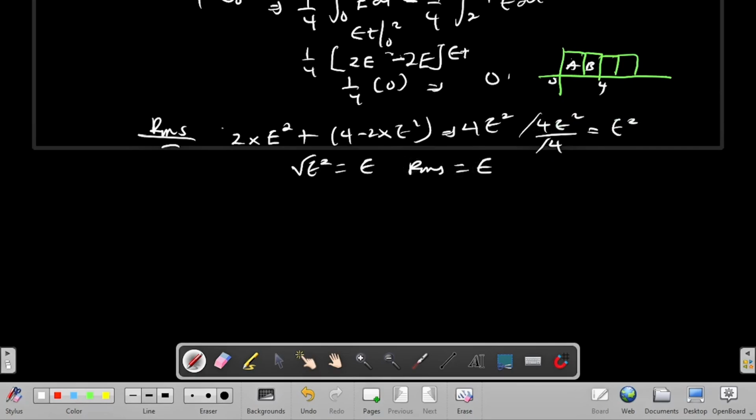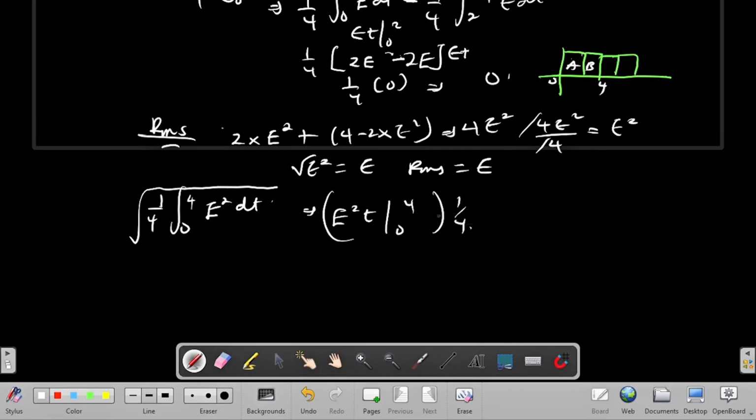As simple as that. Now let's use our mathematical approach. Since now we don't have a negative part, I'll take a straight integral, 1 over 4, with my square root outside everything. Integral from 0 to 4, then the function E squared dt. As simple as that. If I integrate E squared with respect to dt, I'll get E squared t from 0 to 4 like this. Everything times 1 over 4, and my square root, everything outside, half.